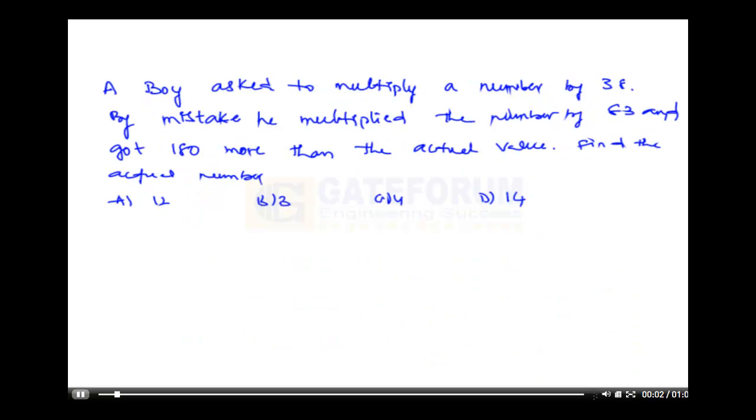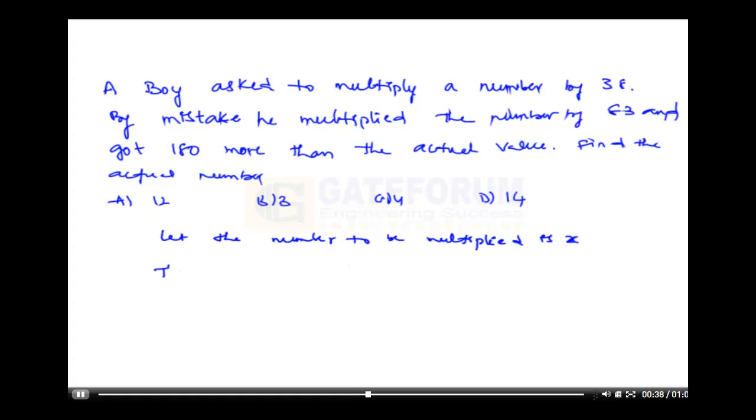I was asked to multiply a number with 38. By mistake, he multiplied with 83 and got 180 more than the actual value. Now we have to find the actual number. So let us take the number to be multiplied as x.